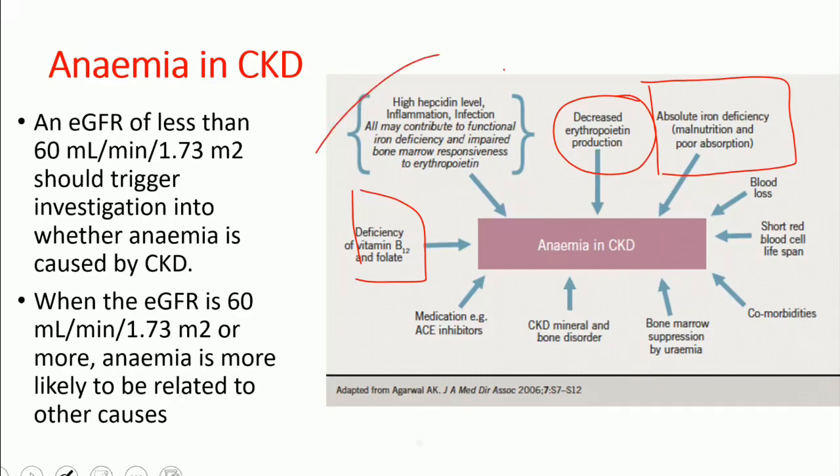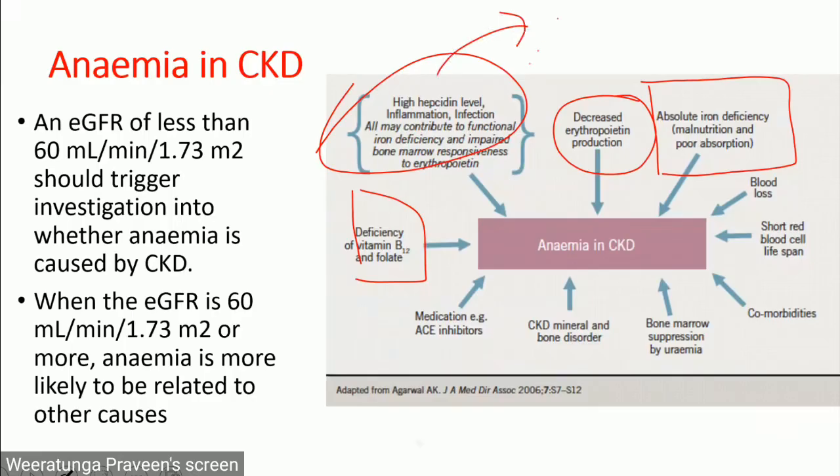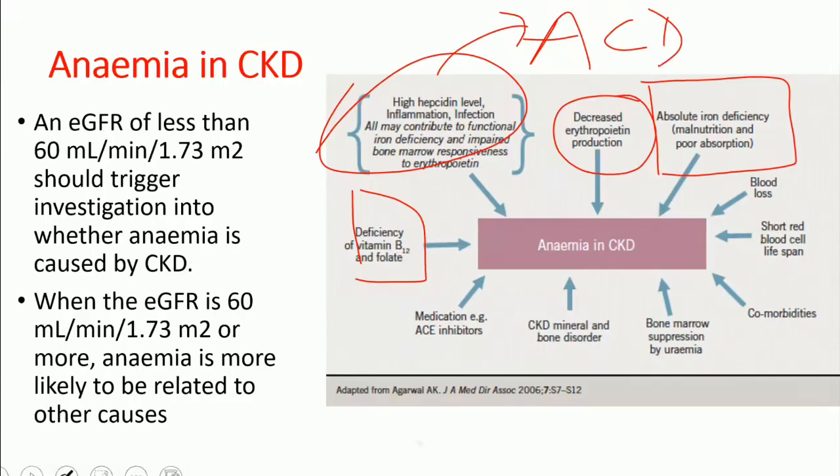Another important cause of anemia in patients with CKD would be the inflammatory state, right? In CKD, there is a chronic inflammatory state, and that gives rise to high hepcidin, which is a hallmark of anemia of chronic disease. High hepcidin levels cause an anemia of chronic disease. That is another important contributory cause.